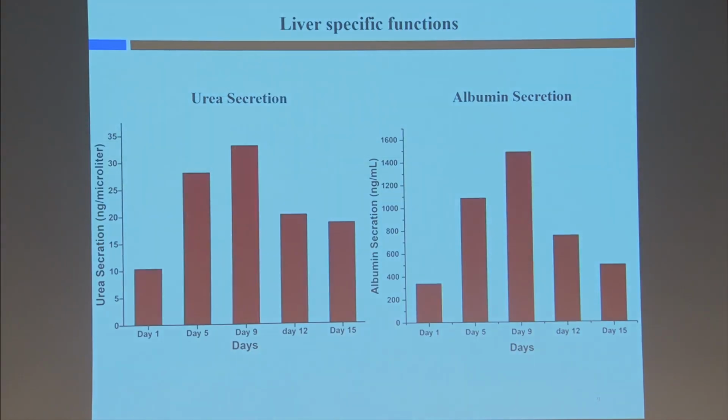So now finally we have tested the liver specific functions, urea secretion and albumin secretion. We have observed that this model is giving functions and viability up to 15 days, and the maximum function is up to the 9th day, but on the 15th day itself the function was more than the first day. Similarly, we observed the same thing in the albumin secretion.